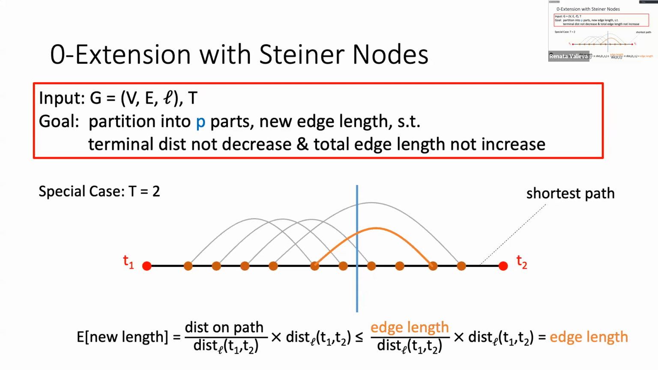And as this is the shortest path, this edge's real length must be at least this long. So the expected new length is bounded by the edge length. It's a simple analysis. What's really happening here is you take a random threshold cut, then for any edge, the expected new length is bounded by its own length. Like rounding.